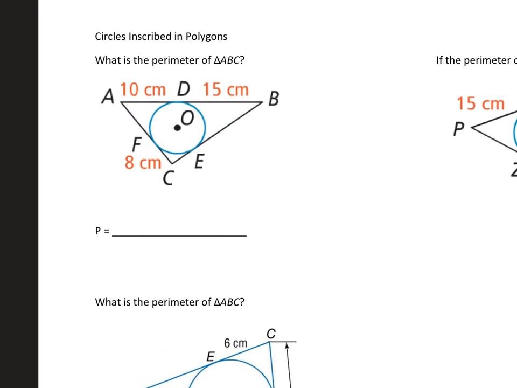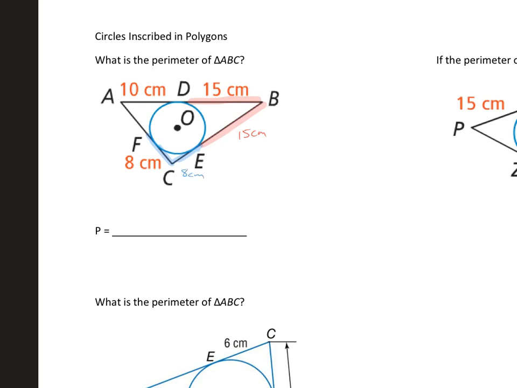So we could also find the perimeter of these triangles. Again, all these segments have a common endpoint. So if I look, I'm going to highlight to help us out. DB and EB have the common endpoint, so they are going to be 15 centimeters apiece. Here I see that FC and EC are tangent from the same endpoint. So therefore, they're both going to be 8 centimeters long.